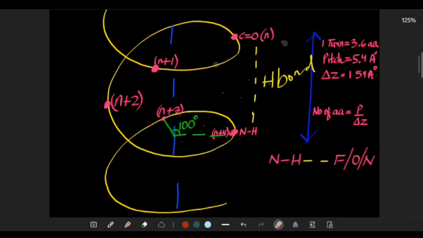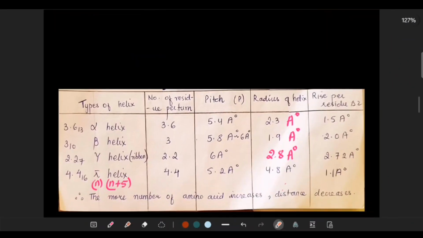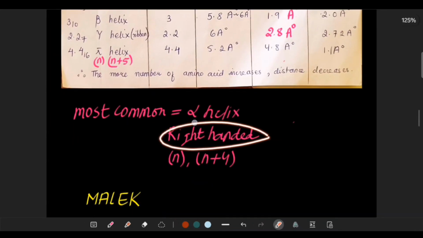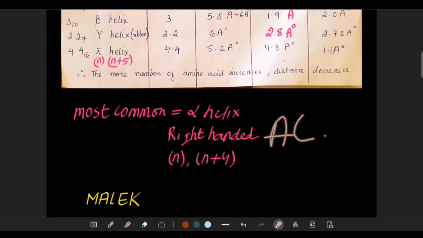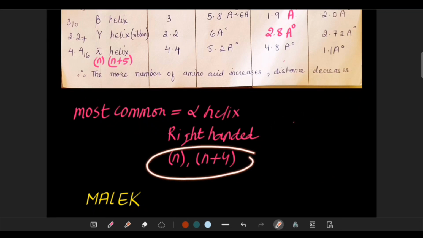Now let us see another one. Right-handed. It should be right-handed. That means the one that I drew up was left-handed, but right-handed means it should be anti-clockwise, right? And the atoms are the first amino acid and the fifth amino acid.